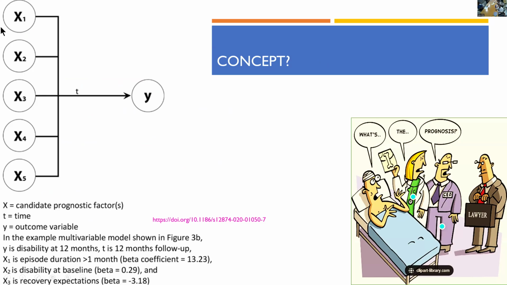The concept is like this. Let's say an outcome, always in math statistics, y is called the outcome variable, and x is called the predictor variable, or this is called the independent variable, and this is called the dependent variable. So, and then there will be some time.